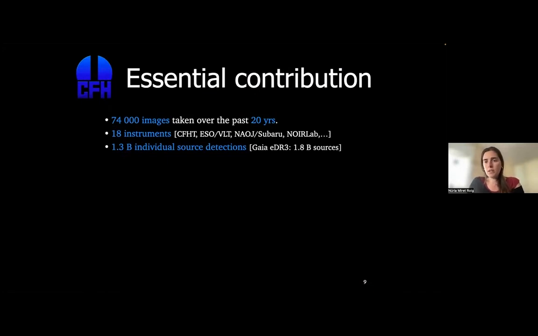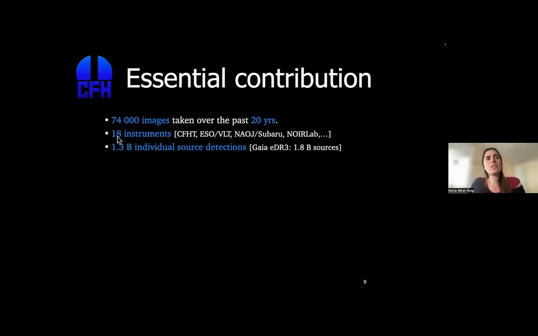So we basically carried out our own observations of this area, and we also queried all the public archives to collect the largest amount of images possible, and eventually we collected and analyzed around 74,000 images taken over the past 20 years. This large time span is very important because we are interested in measuring both the photometry but also the proper motions. So the larger the time span, the more precise the proper motions are.